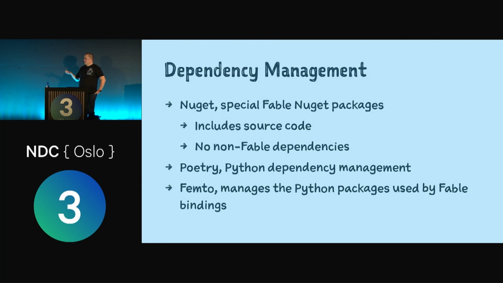So for Python we use poetry, and in Fable Python we still use poetry. And then a famous F# developer has made a tool called Femto, which helps you keep these dependencies in sync. So if you have a huge project with a lot of NuGet dependencies, and these NuGet dependencies have Python dependencies, then this Femto tool will help you to check if you have installed all your Python dependencies as well, and if they are in sync.